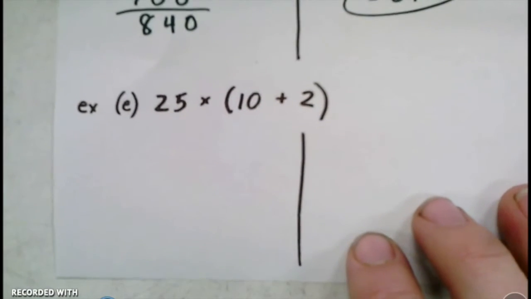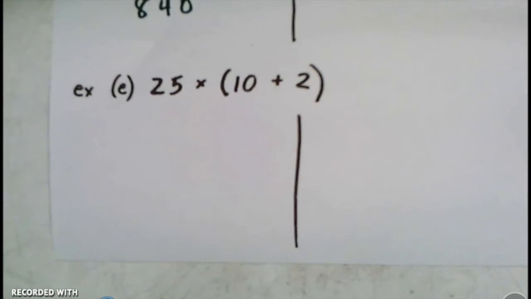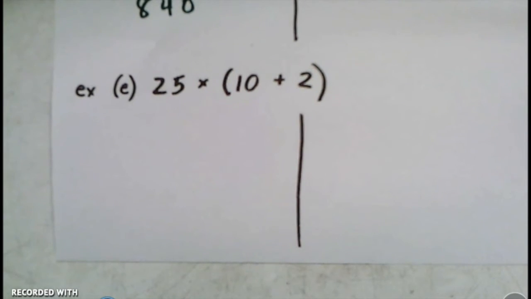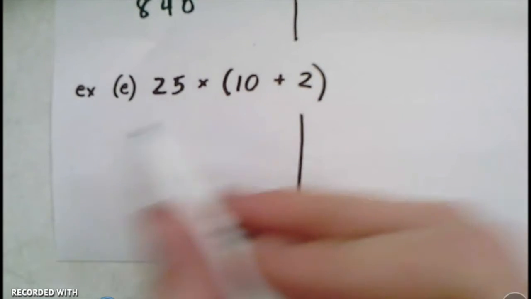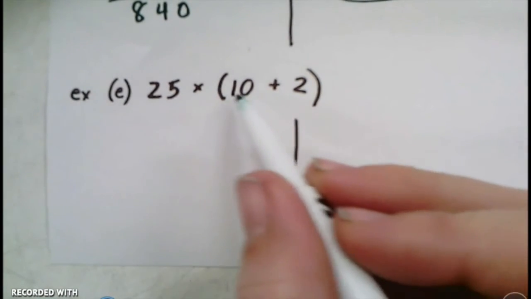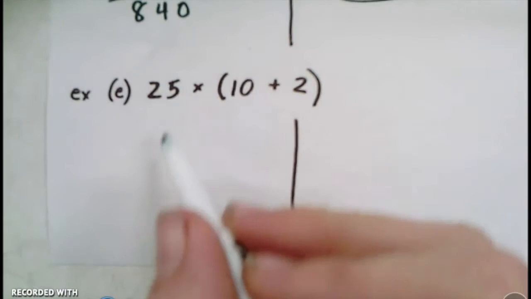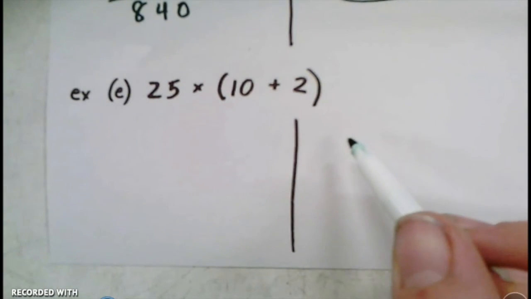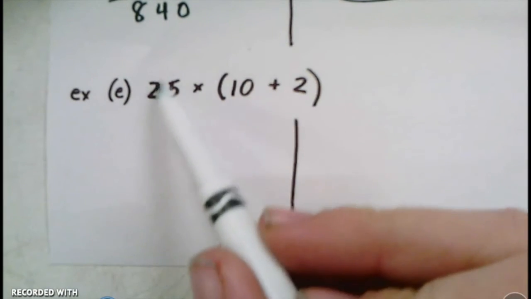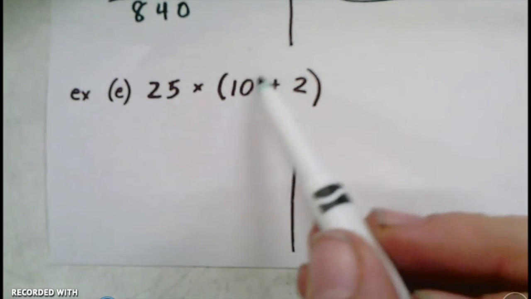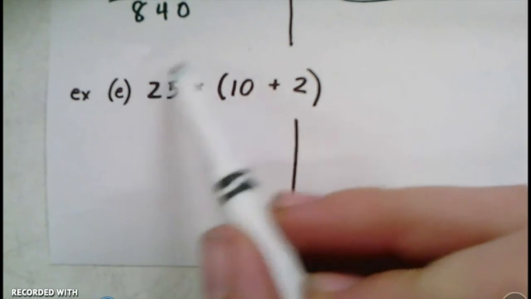All right, here is our last example, 25 times 10 plus 2. And I bet you can guess what I'm going to say. I want you to try it on your own. Try it both ways. And it's okay if you make a mistake. I'm going to give you a hint. On this side, you're going to do the same thing as here. You'll add 10 plus 2 and multiply it times 25. And on this side, you're going to multiply 25 times 10. And then you're going to add that to 25 times 2.